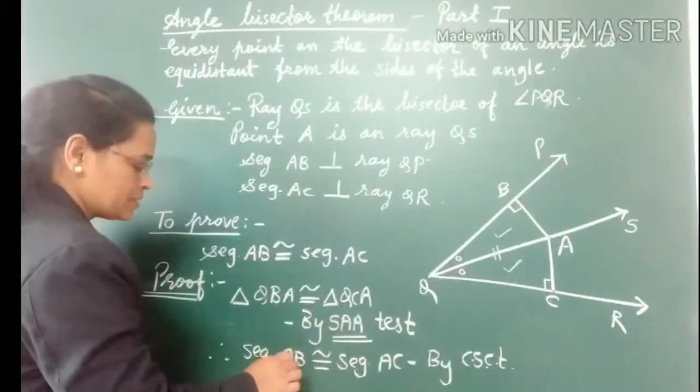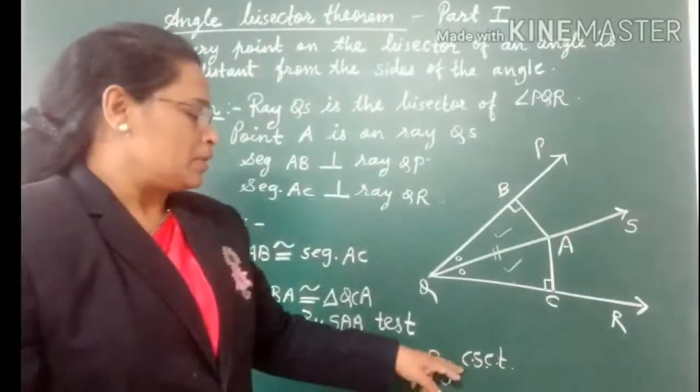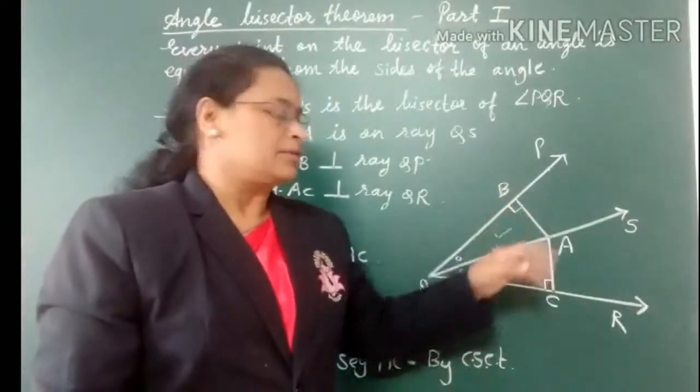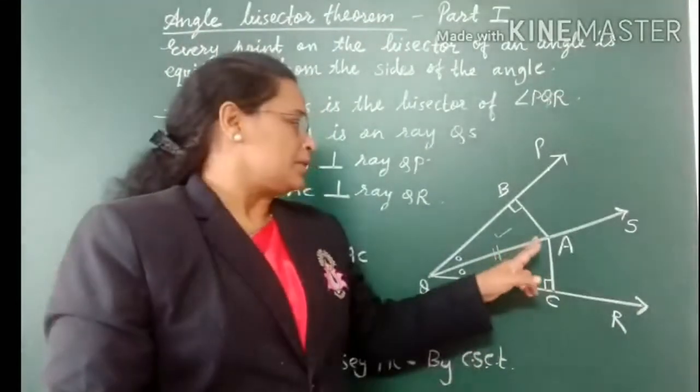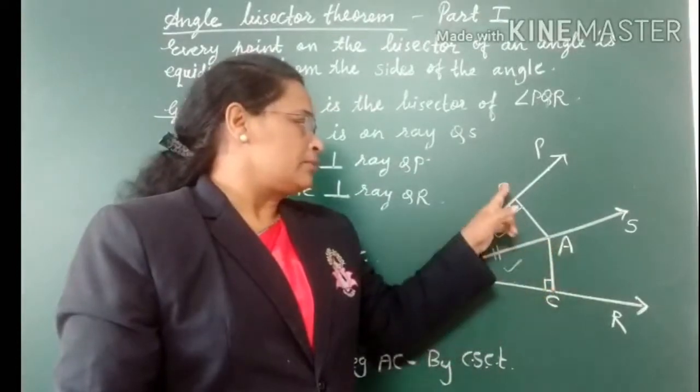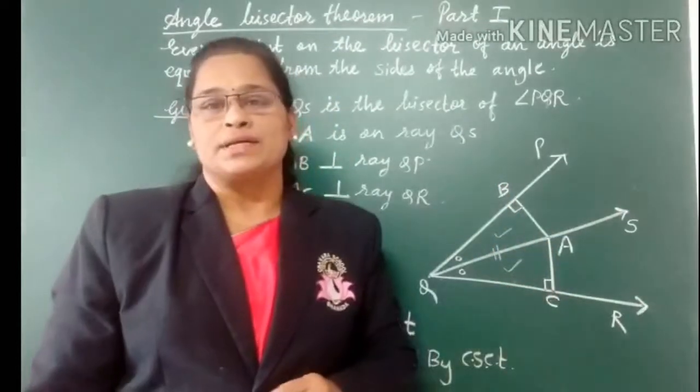Then by CSCT, that is corresponding sides of the congruent triangles, we can prove that AB is congruent to AC. Therefore, every point on the angle bisector is equidistant from the sides of the angle.